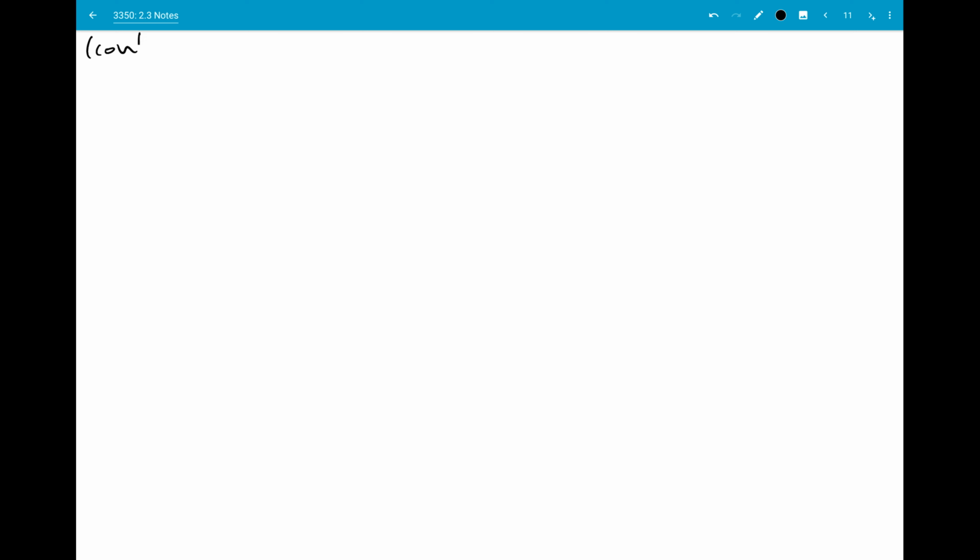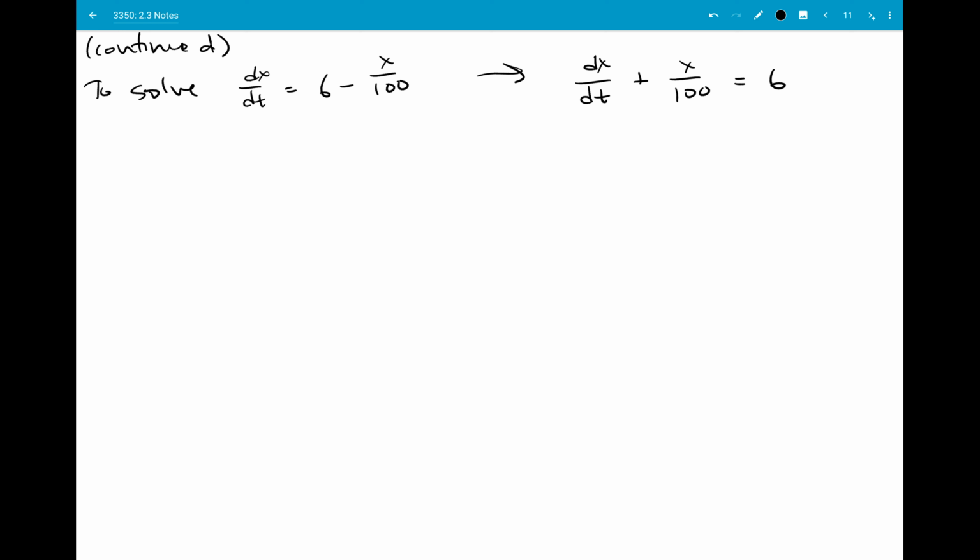So we're going to continue this problem right here. To solve, dx/dt is equal to 6 minus x over 100. I'm going to rearrange it in that standard form: dx/dt plus x over 100 is equal to 6.